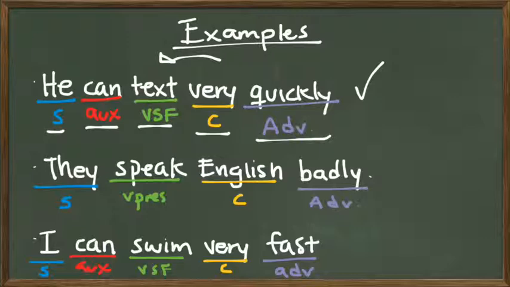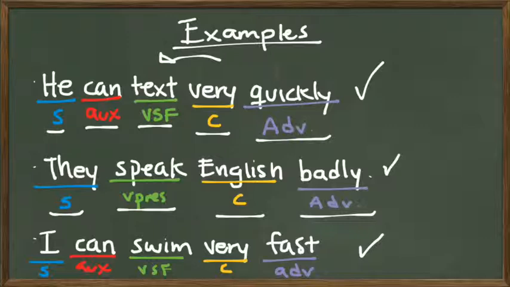In the second one, we're talking about an ability too. And we say they speak English badly. And there we have our subject, our verb in present, because we are not using the auxiliary can. And then we have our complement, which is English, and our adverb, which is badly. Then again, how do they speak? They speak badly. In the third one, we're expressing another ability, and we say, I can swim very fast.